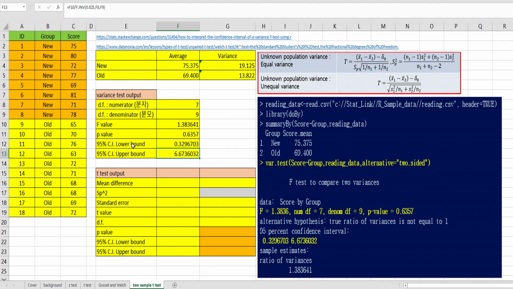So this confidence interval includes 1, which means we can also interpret this result as the two groups showing the same variance. If it does not include 1, we can say that the two groups' variances are not equal to each other. All right, so equal variance.